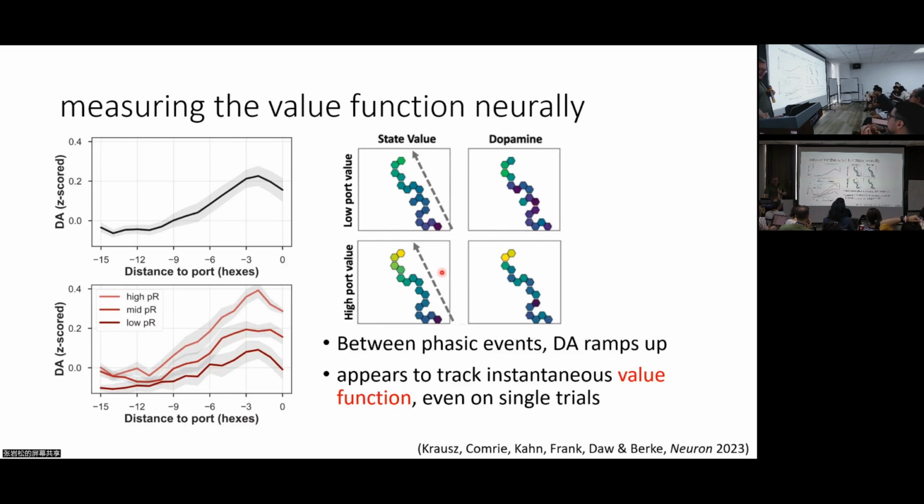Here are 2 examples where the animal takes the same path on individual trials. This is dopamine on the right, and the model predictions on the left. And the trial by trial excursions in these signals match up. I hear a lot of discussion. I thought maybe I lost people. Other questions? Okay.